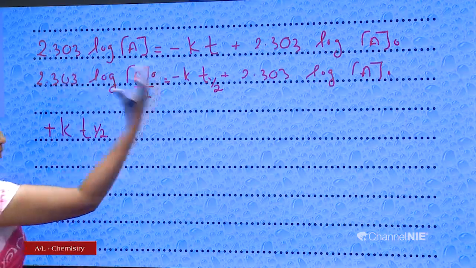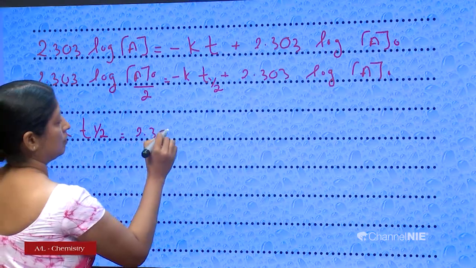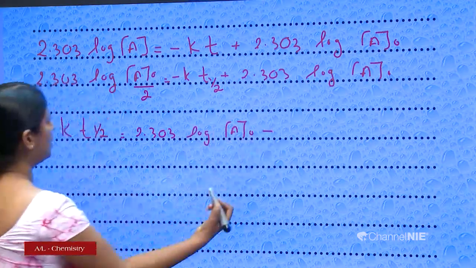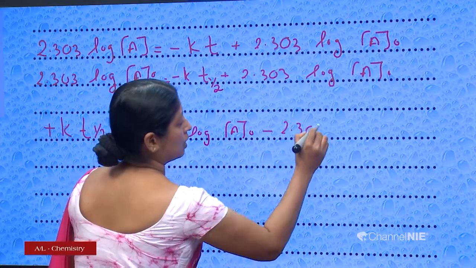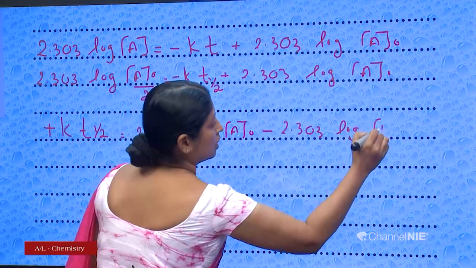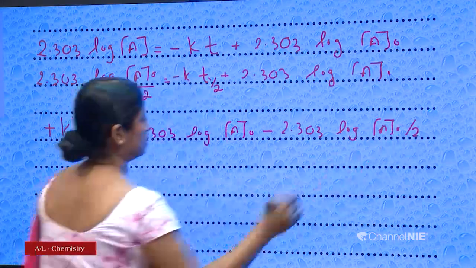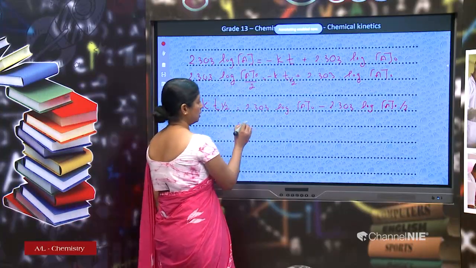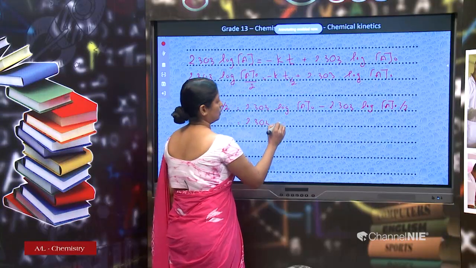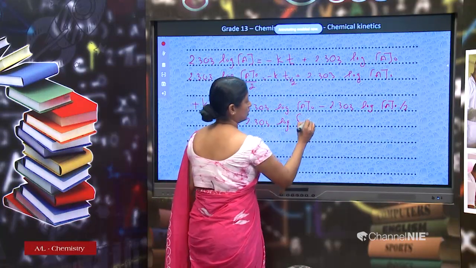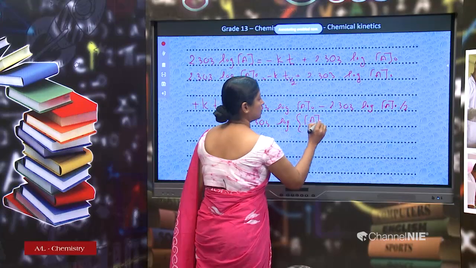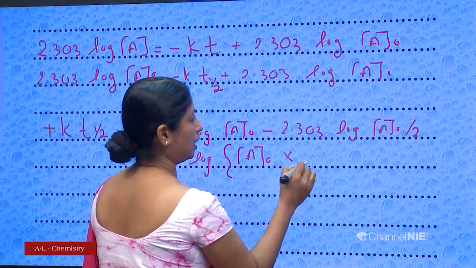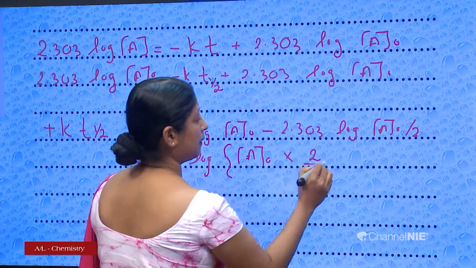And I will take this part into the right side. Minus. So, then you can see this 2.303 and the log value are common. So, then we get A naught. Subtraction means a division of the two values. So, then I can write it like this.